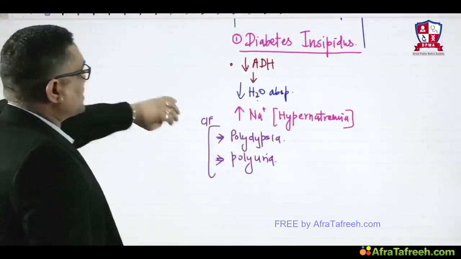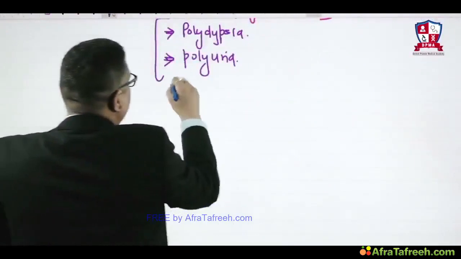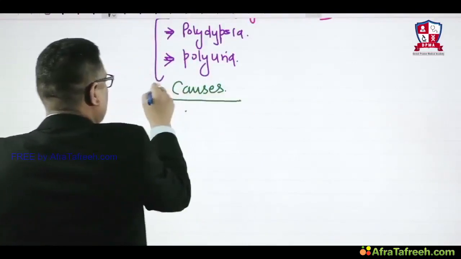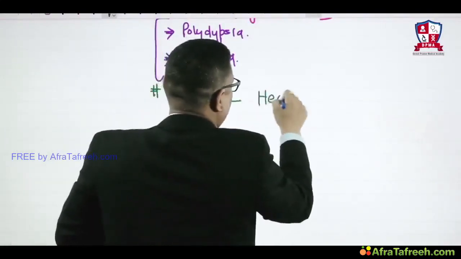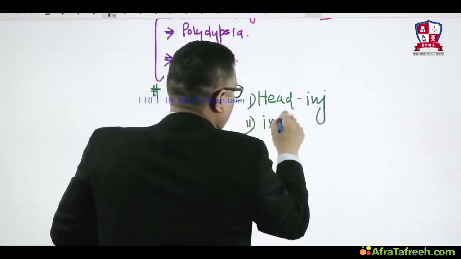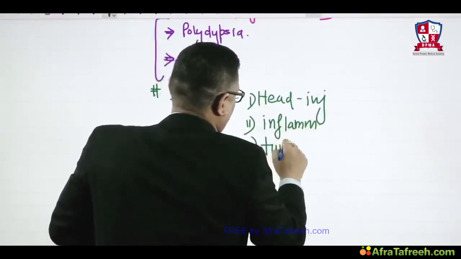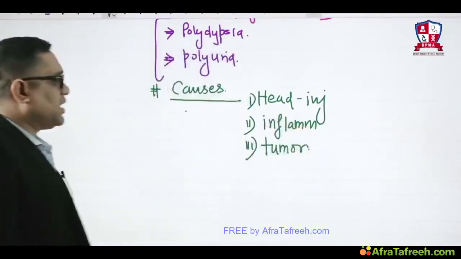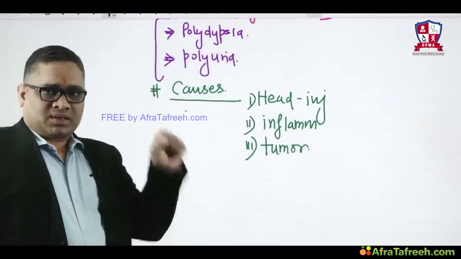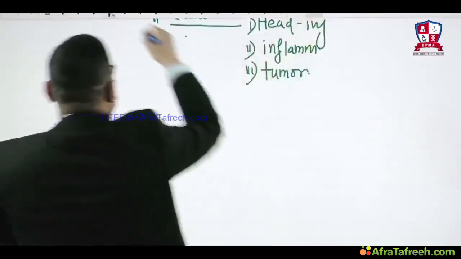So what will be the reason? What are the causes of diabetes insipidus, right? So now we'll see the causes of diabetes insipidus. The causes are head injury, right? Usually the patient will be having head injuries, or maybe inflammation of the brain, right? It can be because of a tumor also. So head injury, inflammation, tumor, all these are the reasons for diabetes insipidus, where there will be a decrease in ADH.